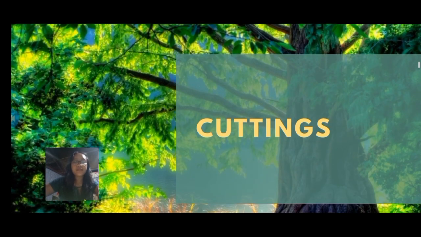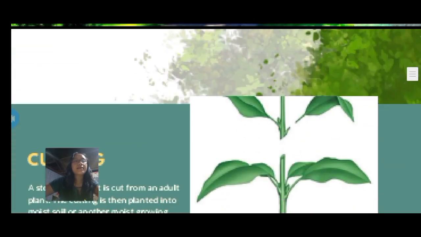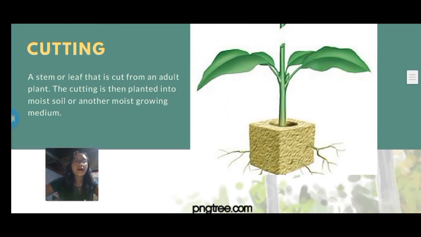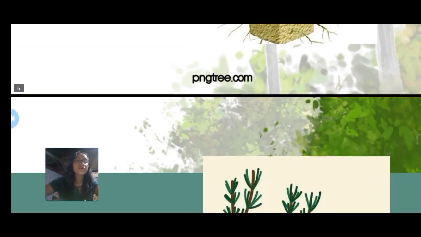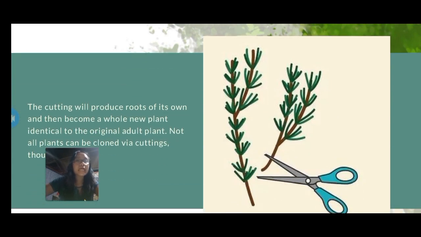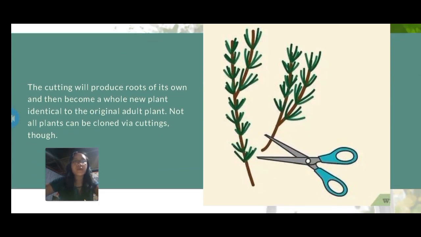So next we have here the cuttings. What are cuttings? A cutting is a stem or leaf that is cut from an adult plant. The cutting is then planted into moist soil or another moist growing medium. The cutting will produce roots of its own and then become a whole new plant identical to the original adult plant. Not all plants can be cloned via cuttings though.